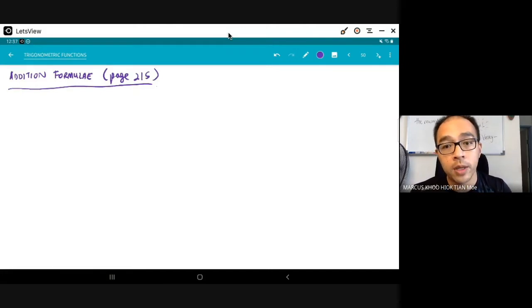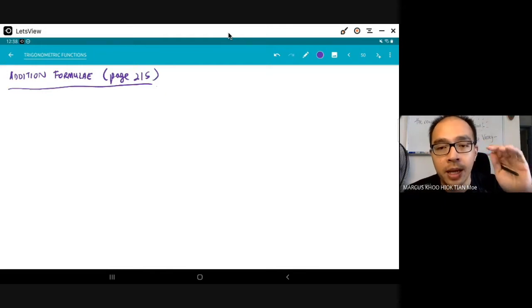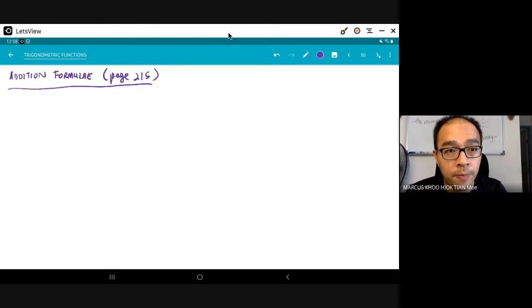So today, we're going to be looking at some more trigonometric formulas. But these are not identities. Identities are different, but these are formulas. Formula means you can use it to calculate values.